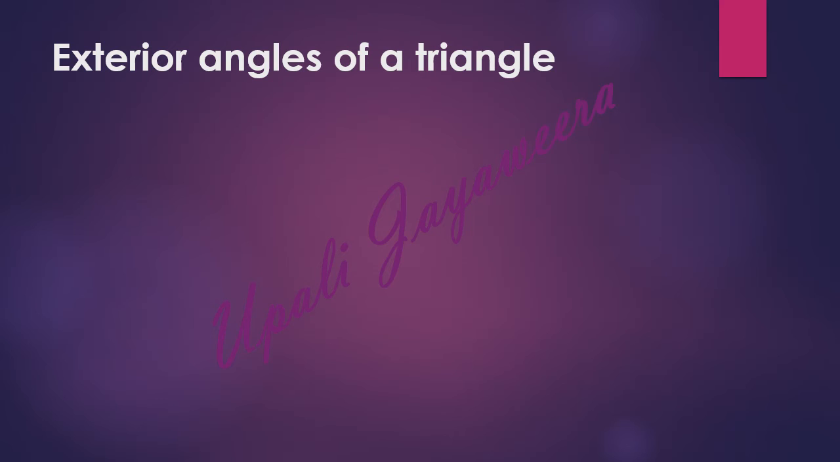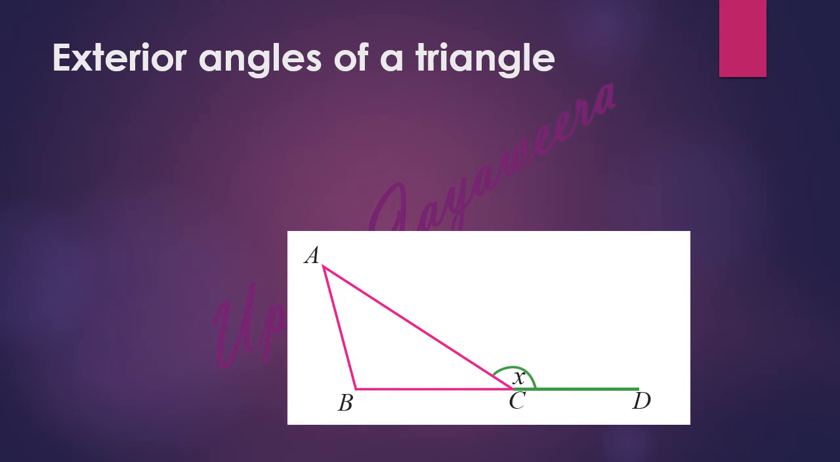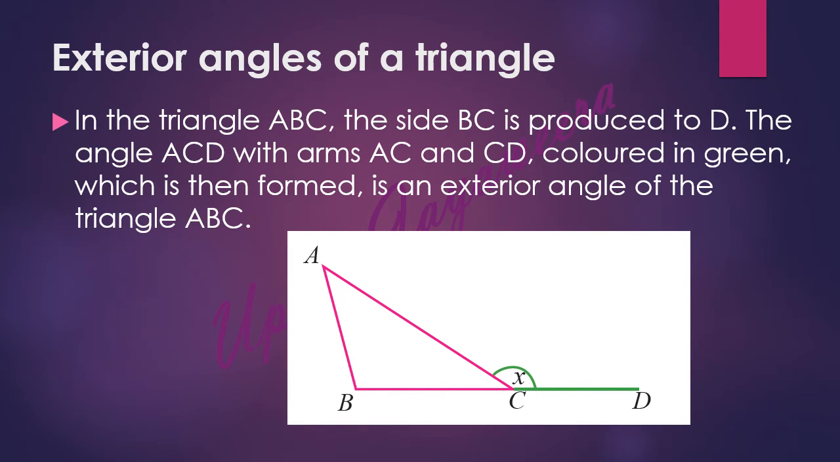Now we are going to find out about exterior angles of a triangle. Now refer to this diagram. In the triangle ABC, the side BC is produced to D. The angle ACD with arms AC and CD colored in green, which is then formed, is an exterior angle of the triangle.